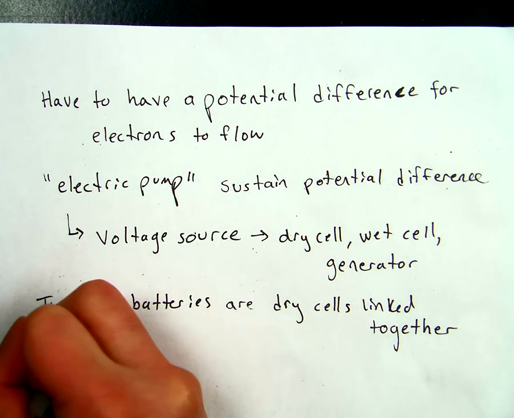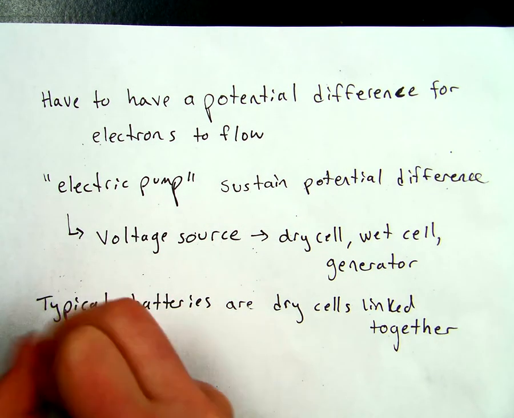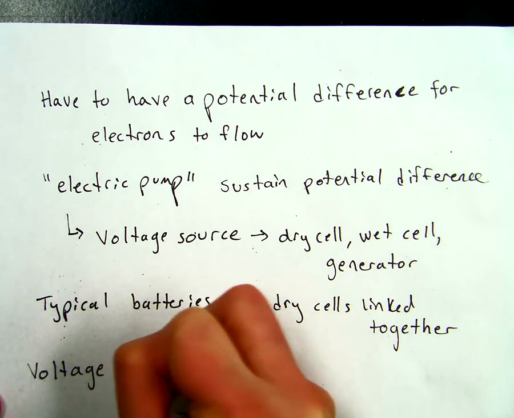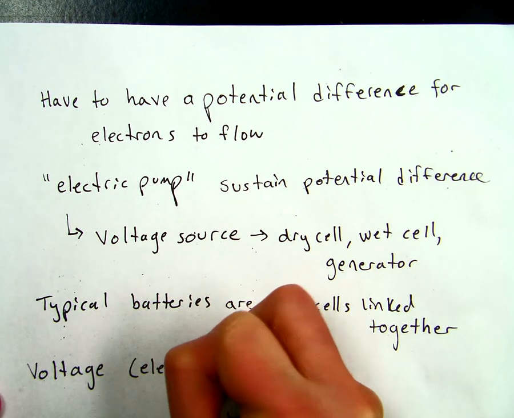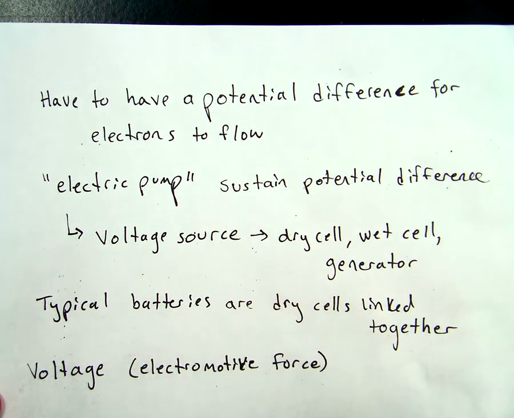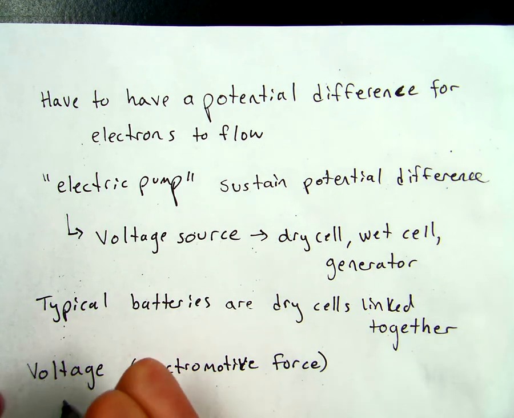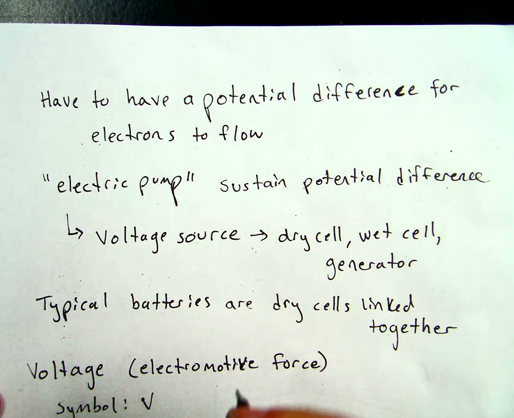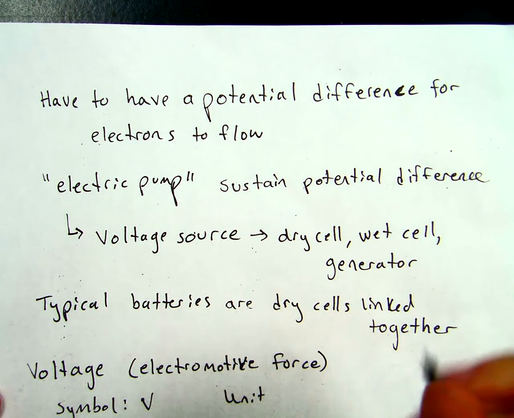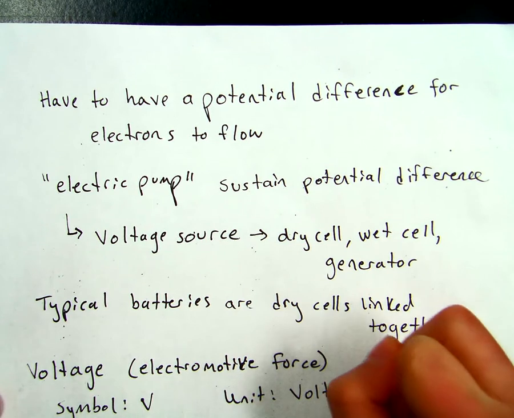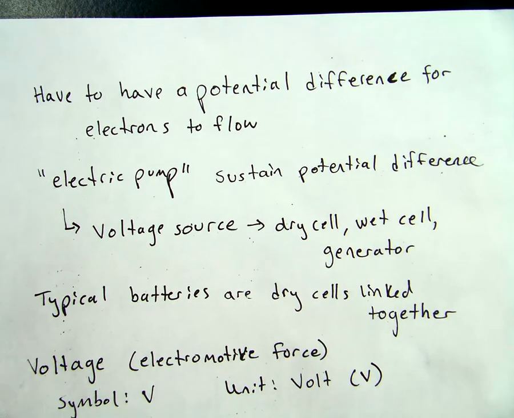So voltage is what we typically call potential difference when we're referring to circuits. Sometimes you will hear this called electromotive force. I don't use this terminology, but some of the references that I'll post on the website do use this terminology, electromotive force. The symbol is still the same. It's still a V, and the unit is a volt. Once again, we abbreviate that with a V. And that's it for voltage.